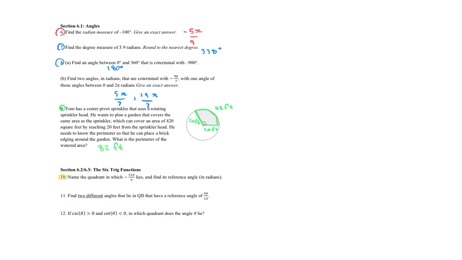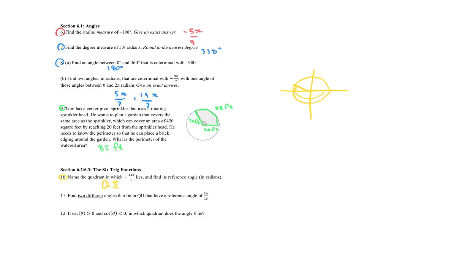Okay, number 10, we're going to name the quadrant in which negative 11 pi over 9 lies and find its reference angle in radians. So if I sketch out just a quick circle, negative 11 pi over 9 is just less than negative pi. So if we go around backwards, that will be negative pi, and then we go a little bit past it. So we should expect that our angle is maybe something like this. So the quadrant in which it lies is quadrant 2.